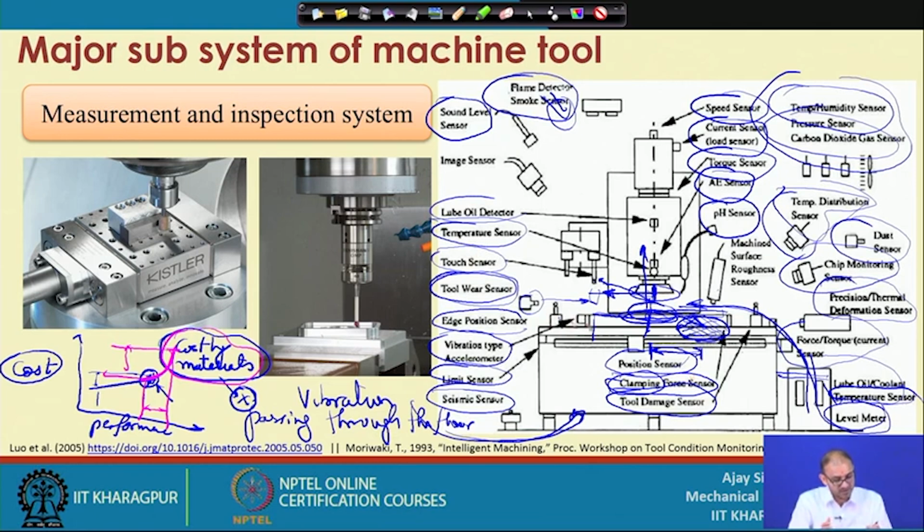It may be very crammed within one location, you are putting 5 sensors, and then you are not able to understand which sensor is giving good results. Assembly is also important, you have to cram many things at the same location. Again, it should not create any problem during machining, because even if you put many sensors here and some of the sensors obstruct the machining operation, then you cannot do a good job. So, measurement and inspection systems are important, that we have seen here.